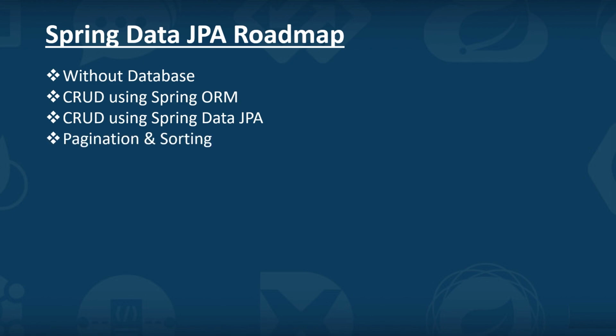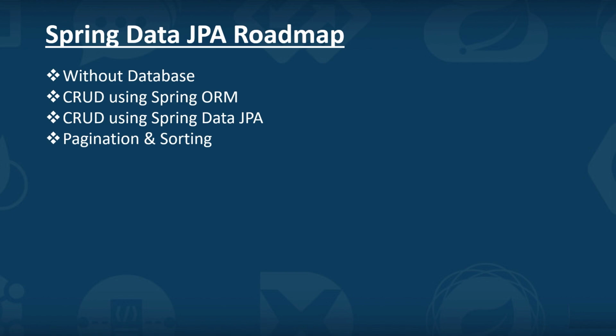Then once it is done, we will see how to implement pagination and sorting, again with the help of Data JPA. Now in these two videos, Spring Data JPA CRUD and pagination and sorting, you will find that we are just making use of the default methods which come from Spring Data JPA. I mean, in terms of repository, we are just going to write an empty interface only, nothing more than that. So that is going to be something magical for you.